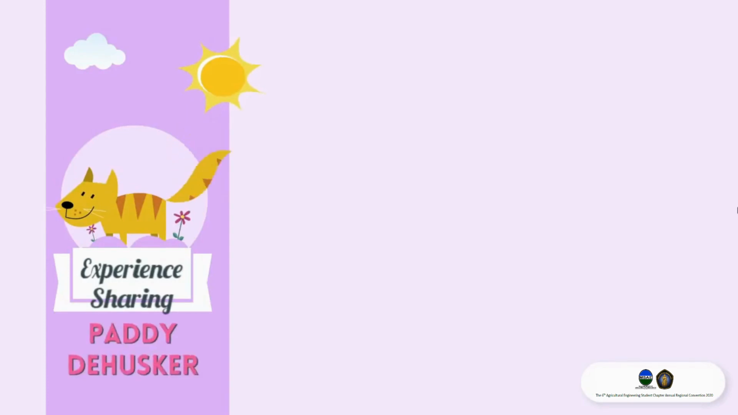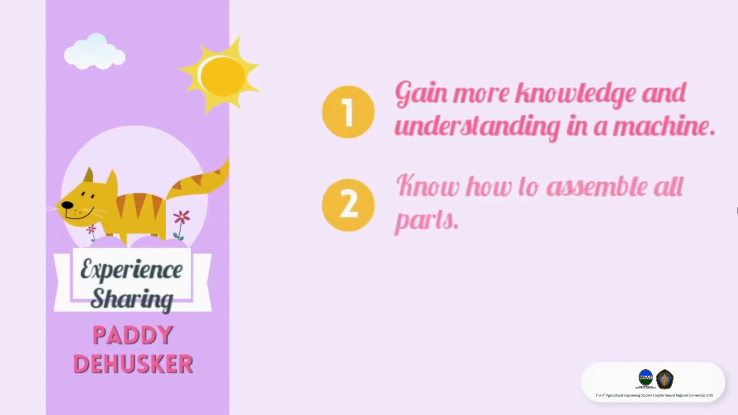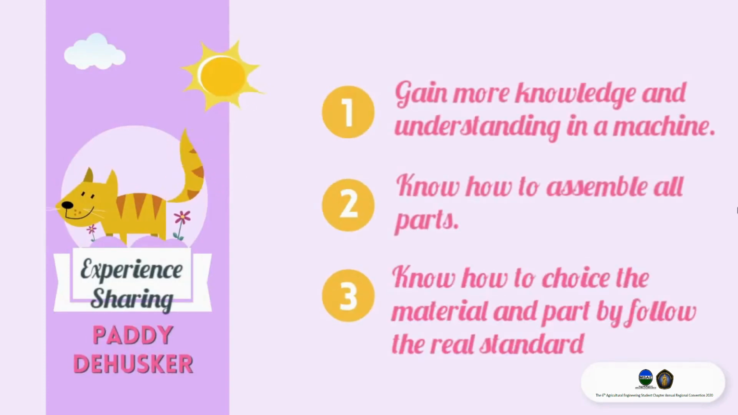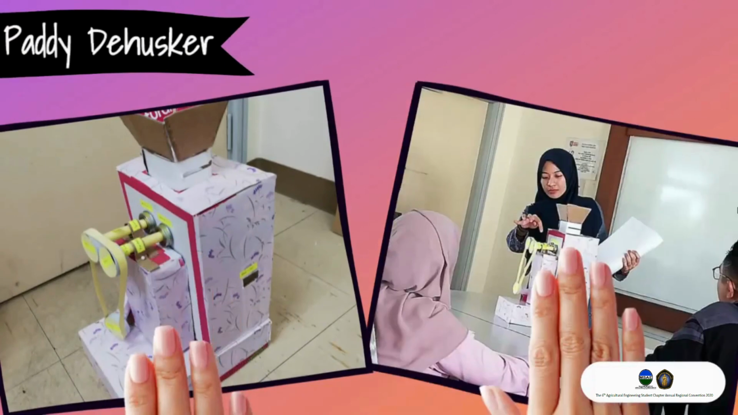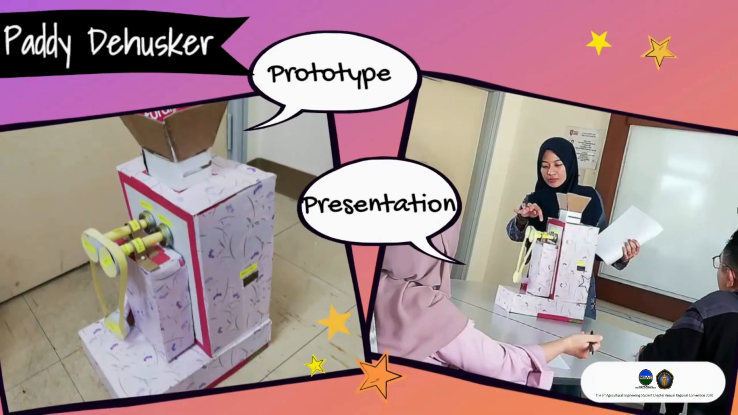What I got from the experience that I gained during the Paddy Husker model's construction: I gained more knowledge and understanding of a machine. I know how to assemble all parts, and also I know how to choose material and parts by following the real standard. This is the prototype and also me during the presentation.